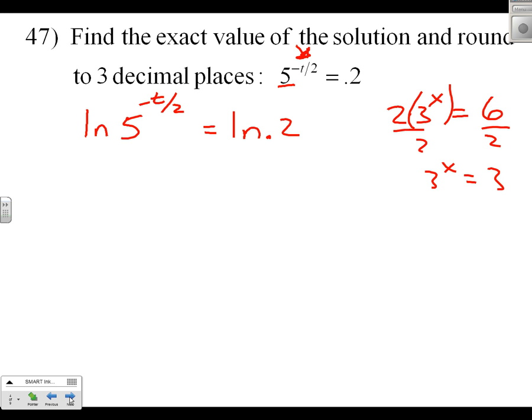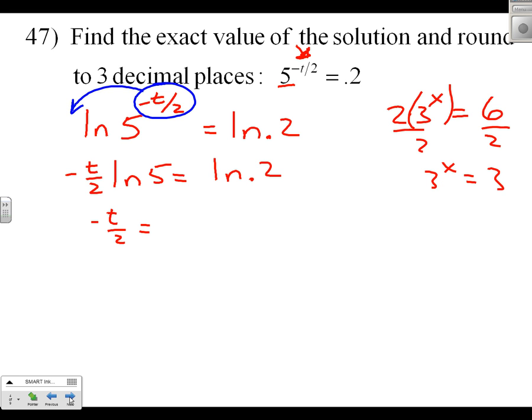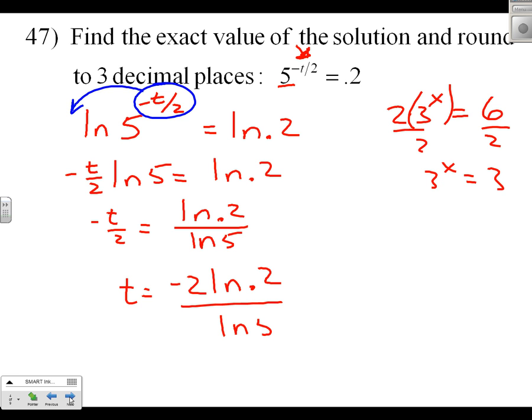Well, how do we solve for a variable when it's in the exponent? When I take logarithm with a variable exponent, I can pull that exponent out front. And I get negative t on 2 ln 5 equals ln 0.2, or negative t on 2 equals ln 0.2 divided by ln 5. And then if I multiply both sides by negative 2, I get t equals negative 2 ln 0.2 on ln 5. And that is the exact answer.